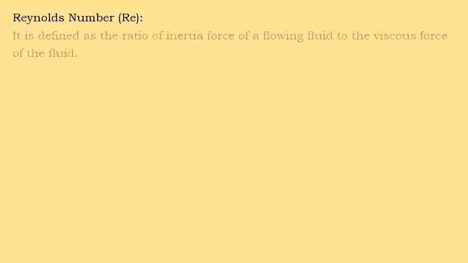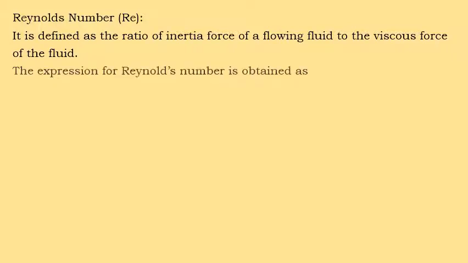Now see the detailed description of the Reynolds number. This is the very first dimensionless number, and it is common in fluid flow. It is defined as the ratio of the inertia force of the flowing fluid to the viscous force of the fluid. That means the ratio of inertia force to viscous force.